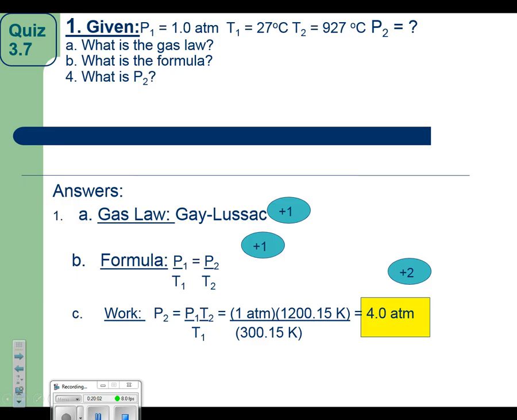We need to add 273.15 to each of the temperatures to get these new temperatures down here. So 273.15.